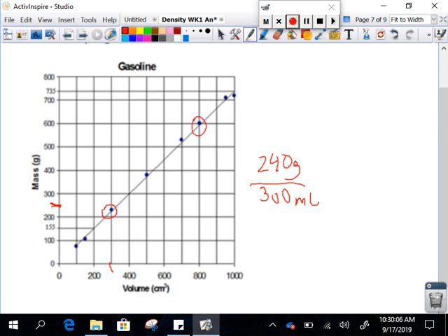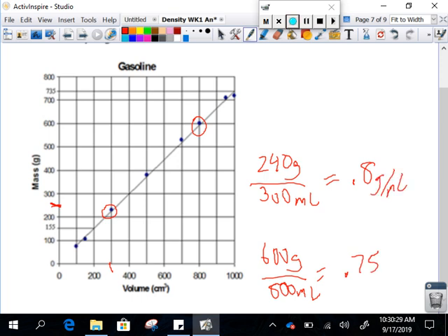I'm going to pick this other spot. That's a nice spot right there. 600 grams over 800 milliliters. Let's see, 240 divided by 300, I got 0.8, and then I did 600 divided by 800, I got 0.75. So given that I'm estimating from a graph, those two values are relatively close together.